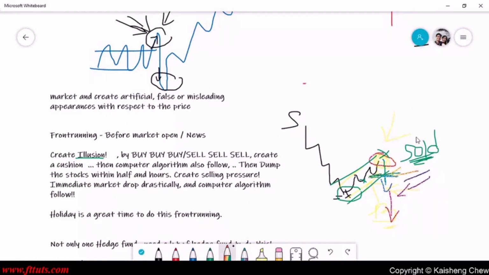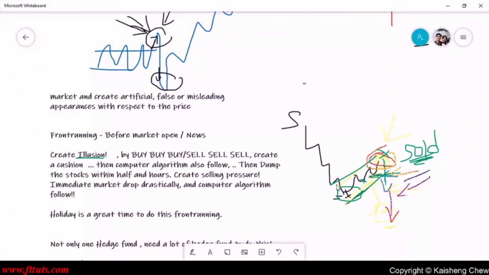This is how the big boys manipulate the price to get a better price and get more buyers coming in. When the price is too low and no one wants to buy, they cannot bring the price further down. So this is the tactic they use to bring the price downward.